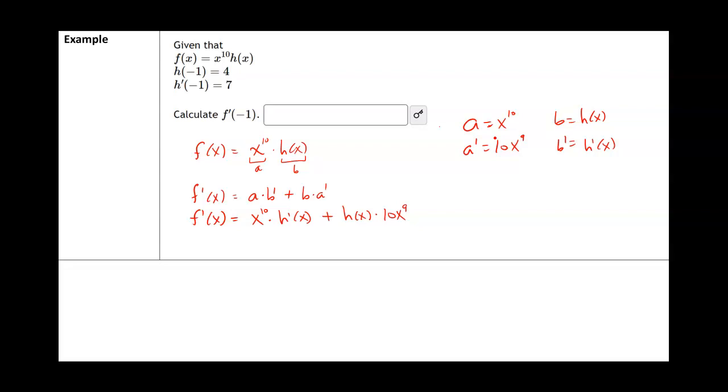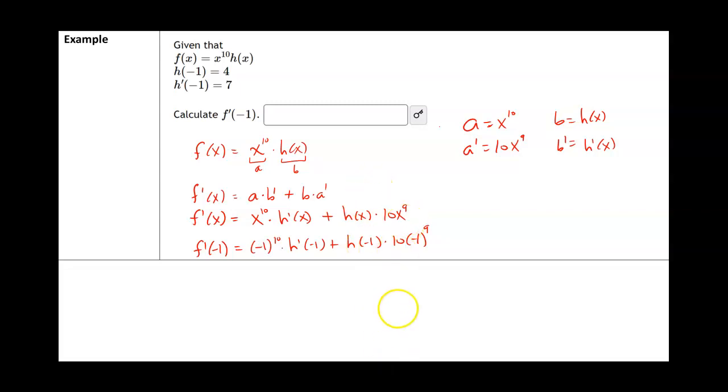Now, what are we looking for? We're looking for f prime of negative 1. So every time I see an x, I'm going to replace the x with a negative 1. Remember, my input replaces every x. So instead of x to the 10th, I have negative 1 to the 10th. Instead of h prime of x, I have h prime of negative 1, because x is negative 1. Instead of h of x, I have h of negative 1. And instead of 10x to the 9th, I have 10 times the parentheses negative 1 to the 9th. This is a super important rule: anytime you replace the x with a number, always use parentheses. Otherwise, you might get an error due to the negative sign.